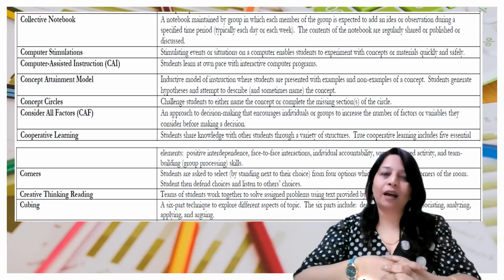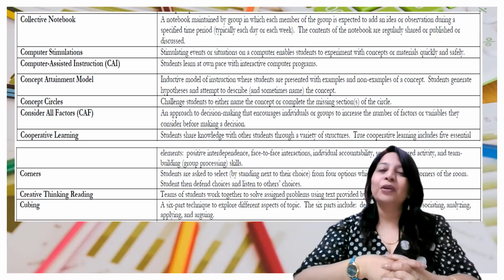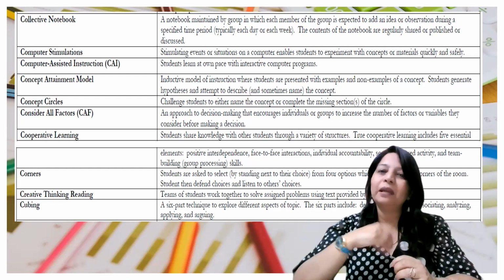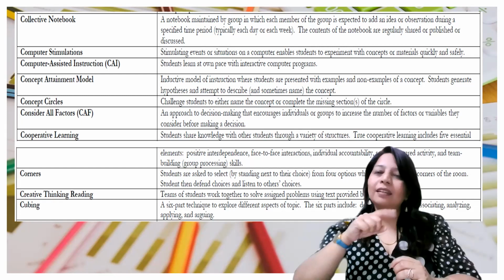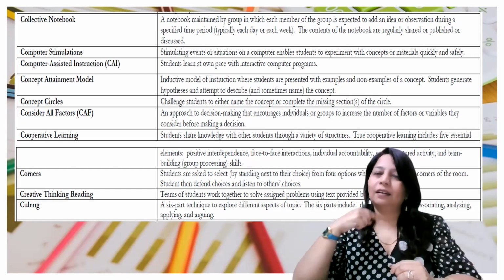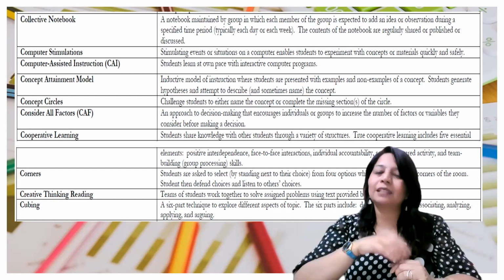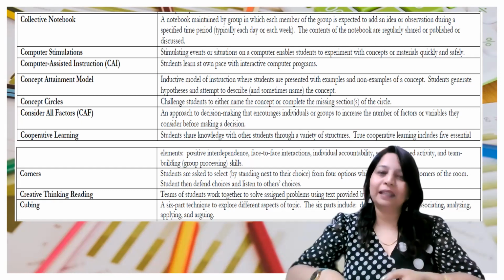If I talk about concept circles, they challenge students to either name the concept or complete the missing sections of the circle. You can give them some incomplete circles with mind maps that they'll complete, and they'll look at the connections between different topics, between different concepts. So they'll be completing the same.